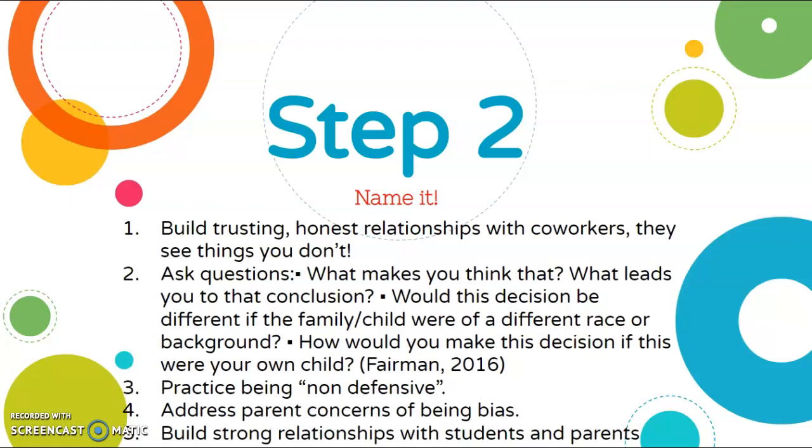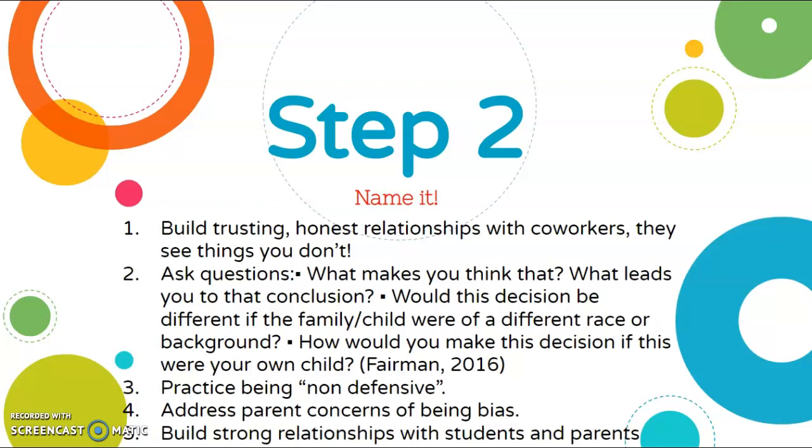Finding a coworker that you can be honest and trustworthy with so they can help you to work through some of the questions you might have about your biases. Different questions that you can ask. What makes you think that? What leads you to that conclusion? Would this decision be different if the family or child were of a different race or background? How would you make this decision if this was your own child? Asking people these questions and questions like this can really help them step back and evaluate what are they thinking and why are they thinking that way.